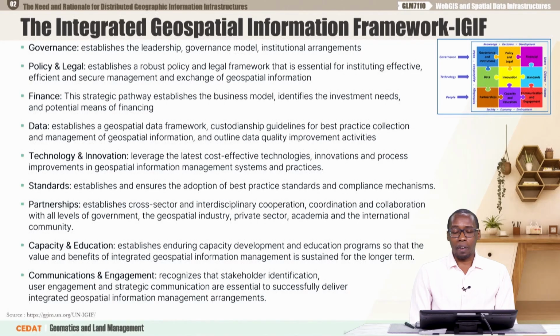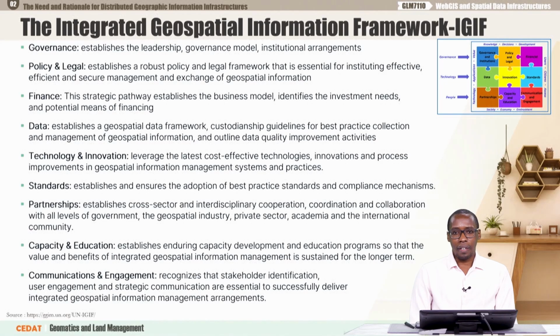The other pathway is about capacity and education. Just like we said, for us to be able to run a sustainable NSDI, we need to ensure that we have people who are well trained, or human resource that is well trained. So we need to have education programs and capacity development programs that will ensure that we have integrated geospatial information management sustained in the longer term.